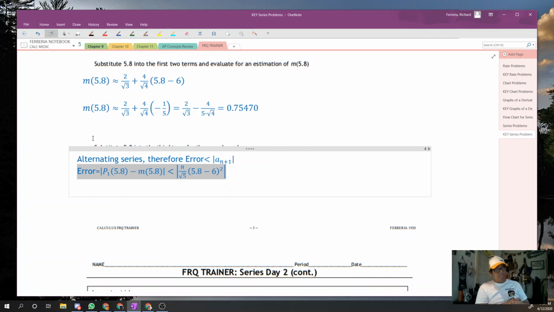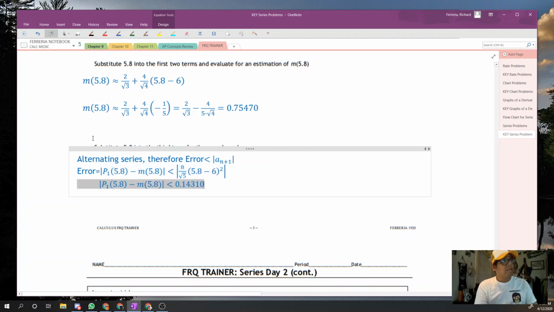I also tell my students that when you see P1 5.8 minus M 5.8, you are not to calculate that. That is just a phrase translated from math that means error. So that says the error is less than, there's that next term, we've substituted 5.8. Again, since this is not the AP test, we're just going to use a calculator to figure that out. And we get 0.14310. That's kind of like our margin of error, really.